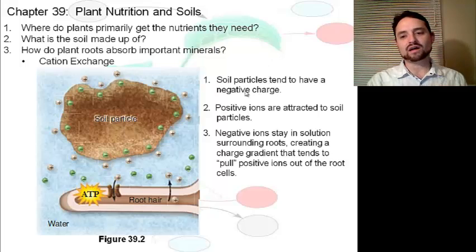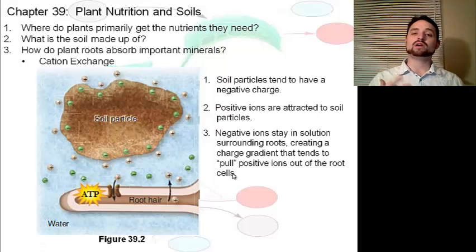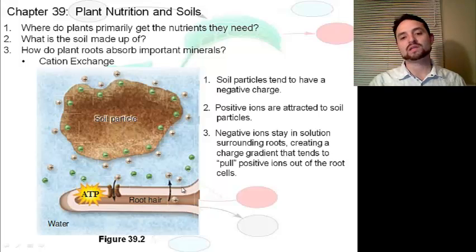And the negative ions stay in solution surrounding the roots, creating a charge gradient. And we know from diffusion that molecules want to move from high concentration to low concentration. Well, in this case, it's a charge concentration. Inside the root is more of a positive environment.